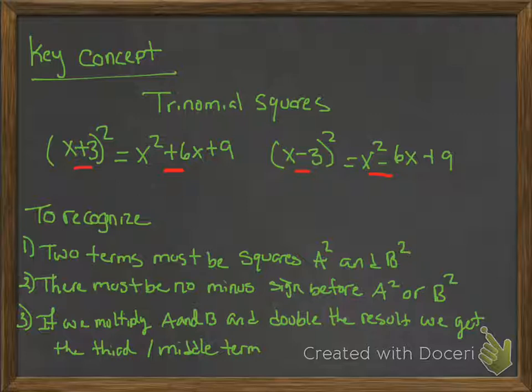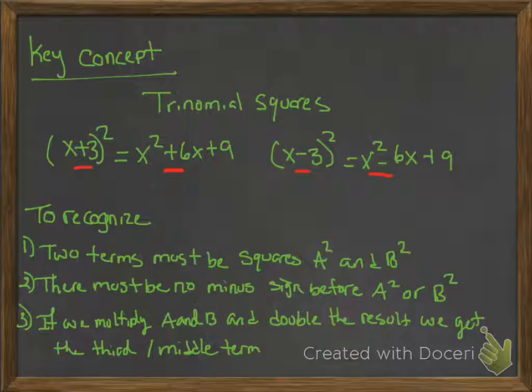Here are the pieces that we need to be able to recognize a trinomial square. Two terms must be squares, so a squared and b squared must be squares, which we've worked on in the past, how to determine what squares a and b are. There must be no minus sign before a squared or b squared. So you can't have a negative number squared, because it doesn't really work that way. And if we multiply a and b and double it, then we get the middle term.